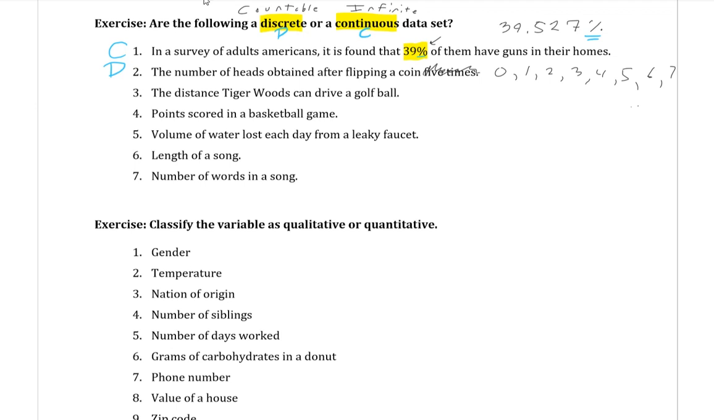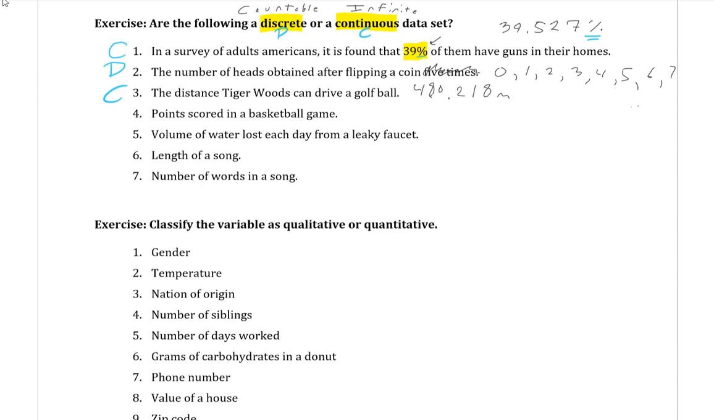All right, the distance Tiger Woods can drive a golf ball. Say this is in yards or meters, either one. Maybe I say it's 480 meters. I'm just coming up with a number. 480 meters seems logical, and I could also say 481 meters or 482, or I could just keep slapping decimals onto that. 480.2 meters. That's still just a distance. 480.21 meters. 480.218 meters. These are all just distance measures. I can keep doing this and keep adding decimals, so therefore we would consider this a continuous data set.